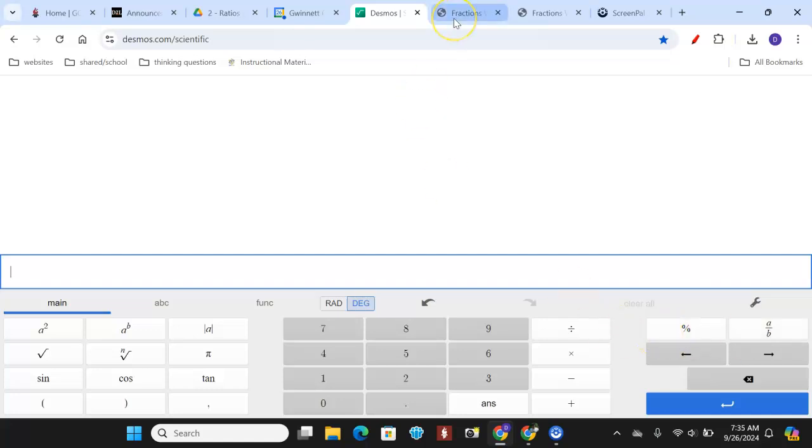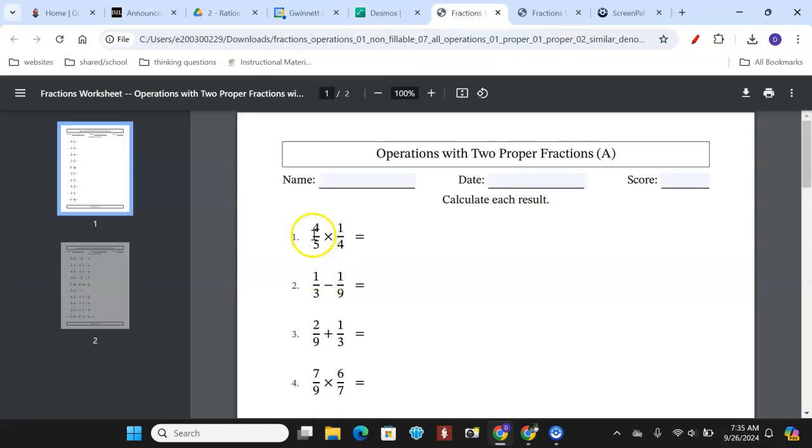For instance, let's just say you're taking one of your interims, and you get this first question here you see on this page, 4/5 times 1/4. Hopefully you know how to do that, either with a model, 4/5 of 1/4, or on paper. But if you forget, or if you just want to do it faster or more precisely with this calculator, I want to show you how to do it.